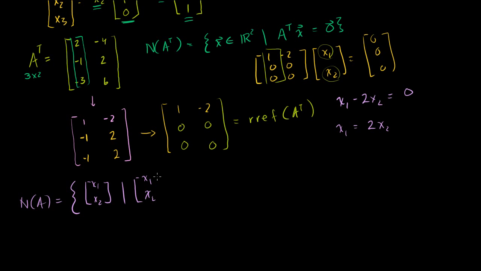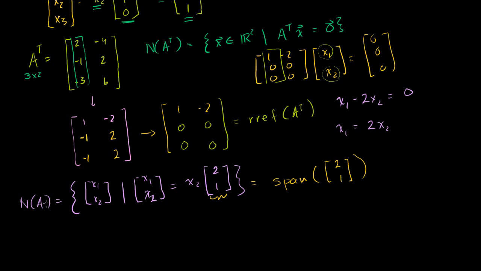x1, x2 is going to be equal to, well, our free variable is x2, so it's x2 times the vector. So x1 has to be 2 times x2, and x2 is going to be 1 times x2. So what is this going to be? Well, this is all of the linear combinations of this vector right here. So we could say it's equal to the span of the vector 2, 1. Now, that's the null space. Sorry, this was the null space of A transpose. I have to be very careful there.